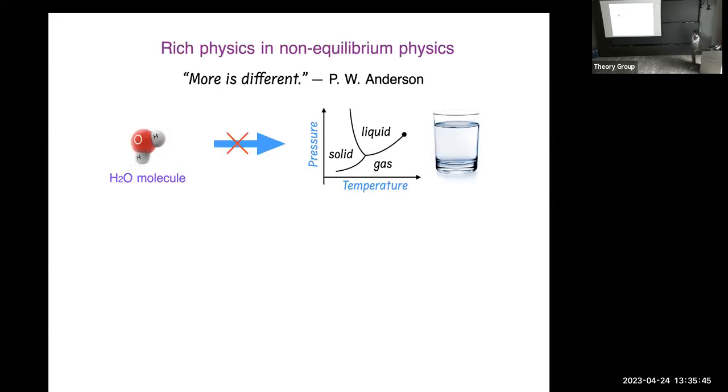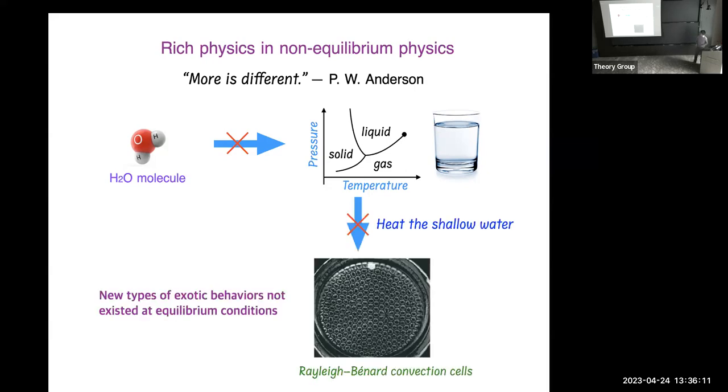Okay, so the introduction. First, we know that in quantum many-body physics, there can be a very rich physics when we have more and more particles. For example, if we know very well about the property of a single water molecule, it doesn't mean we can understand the phase diagram for a cup of water very well, right? And similarly, in non-equilibrium physics, even if we know the phase diagram very well, it doesn't mean we can understand everything when the system is out of equilibrium.